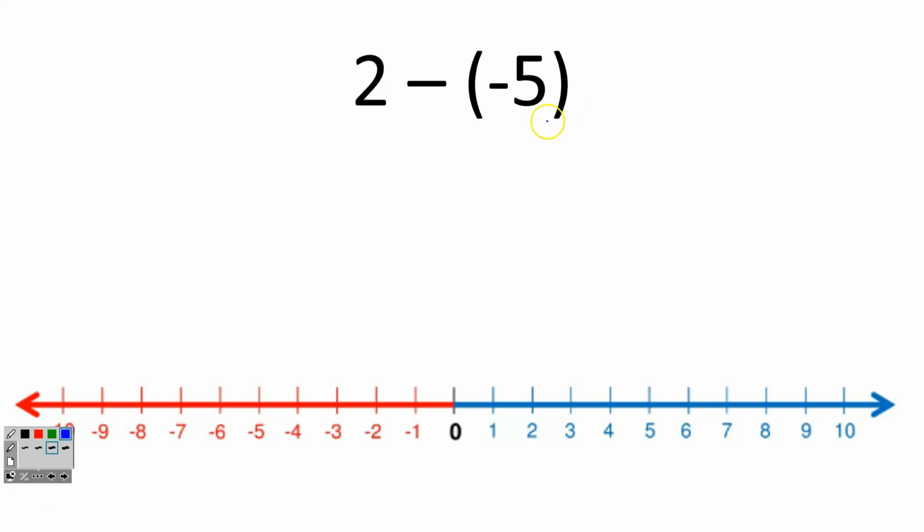Two minus a -5. If I use a superpower, I also have to have a consequence. So now it's just like saying 2 plus 5. 1, 2 in the positive, 5 more. 1, 2, 3, 4, 5 more in the negative or positive, and that gives me an answer of 7.